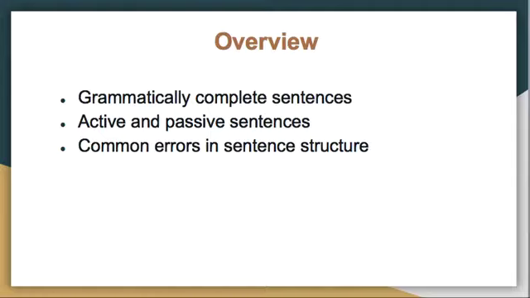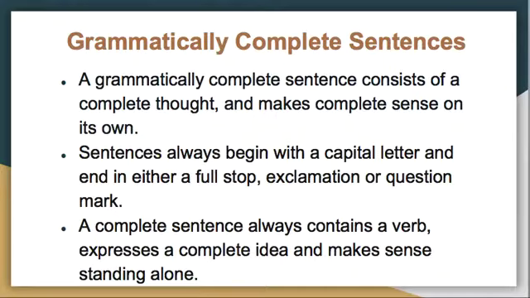First I'm going to discuss grammatically complete sentences, and active and passive sentences that are used in academic writing, and then the common errors in sentence structure. So what is meant by a grammatically complete sentence? A complete sentence consists of a complete thought and makes complete sense on its own. A sentence that conveys a complete idea or thought is a complete sentence.